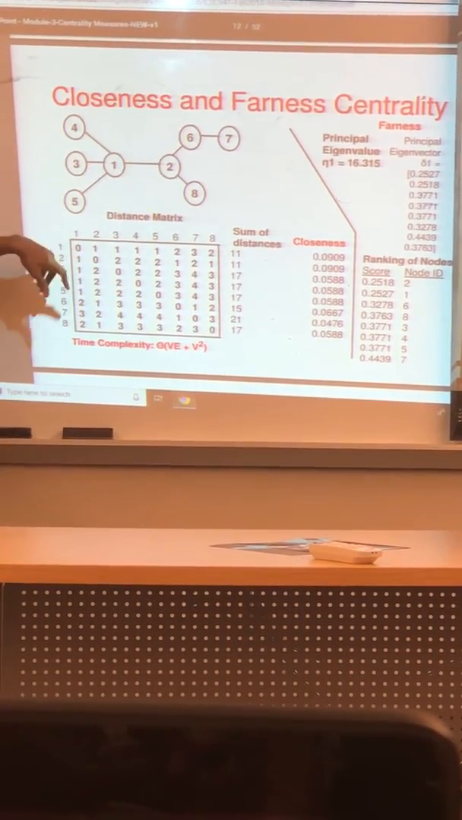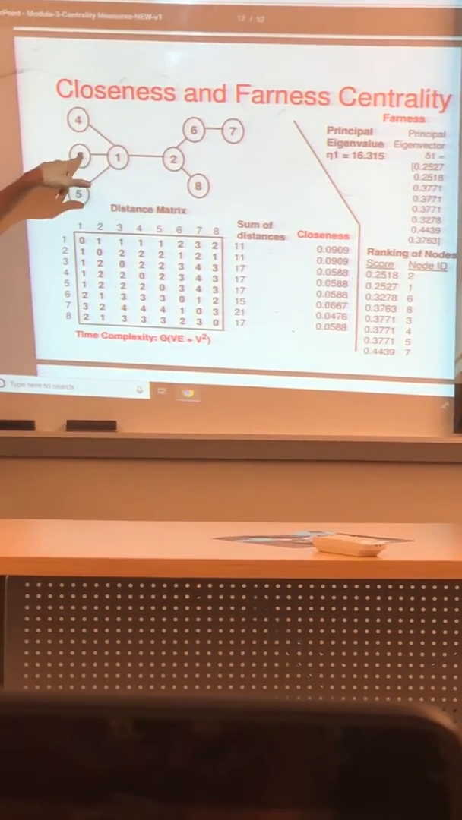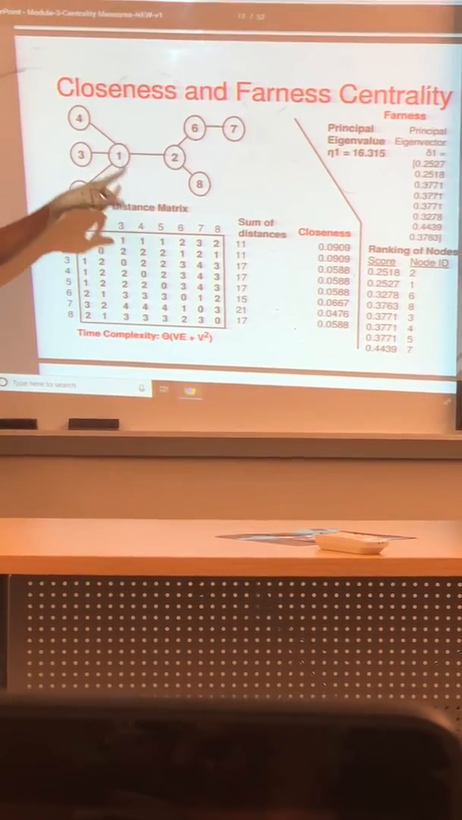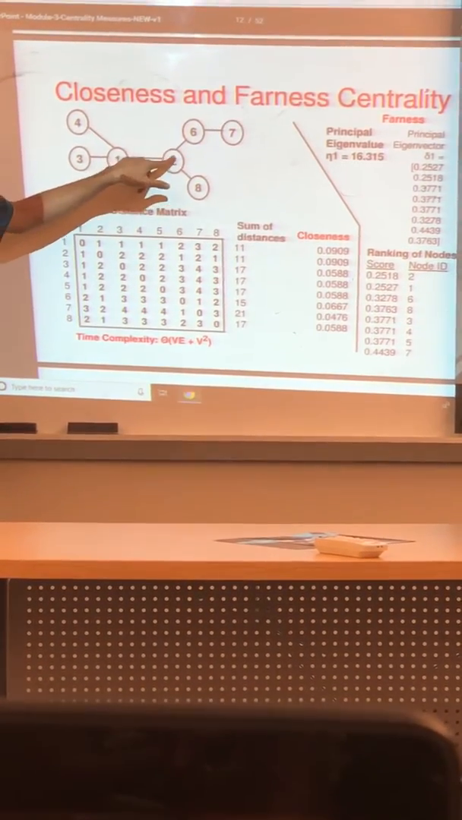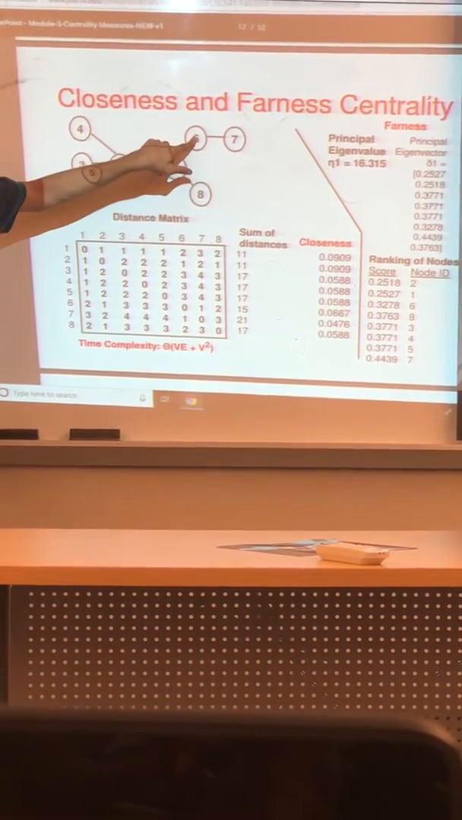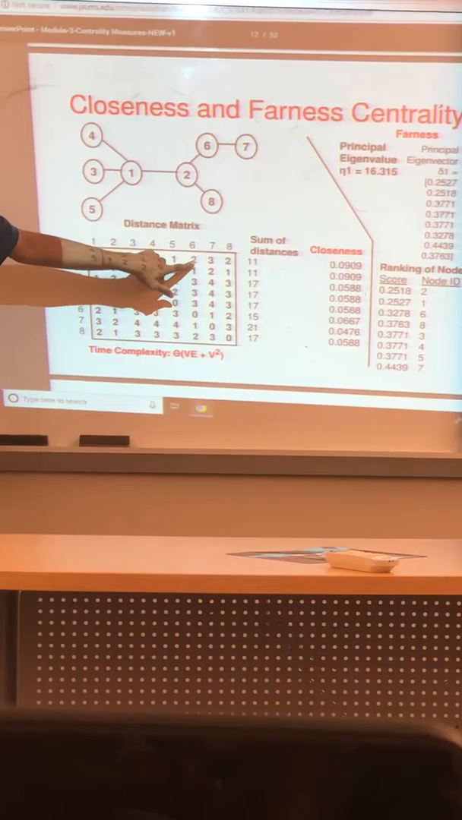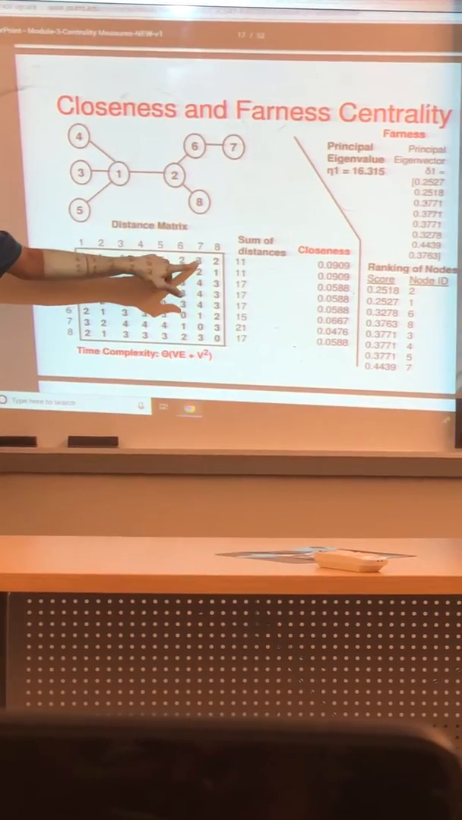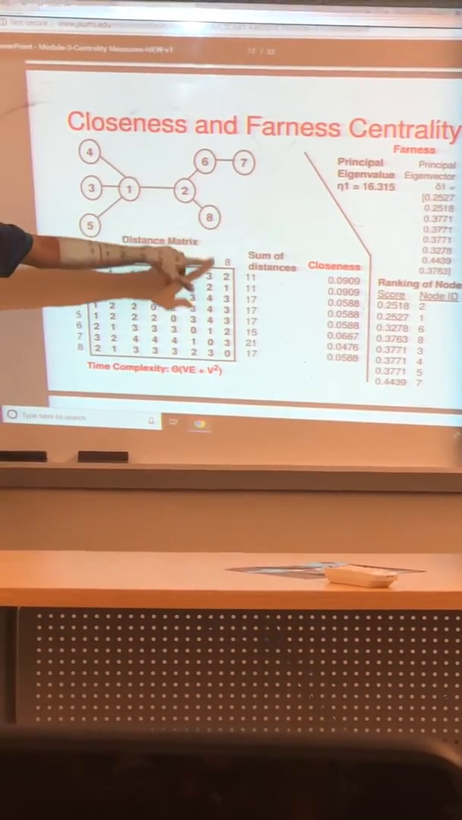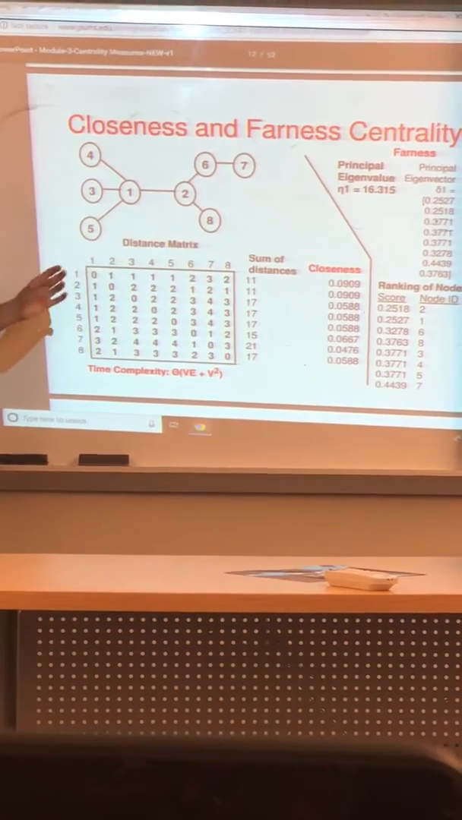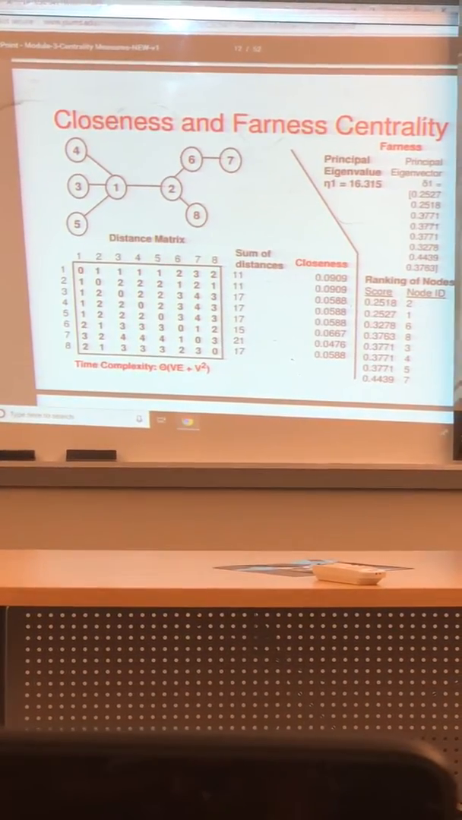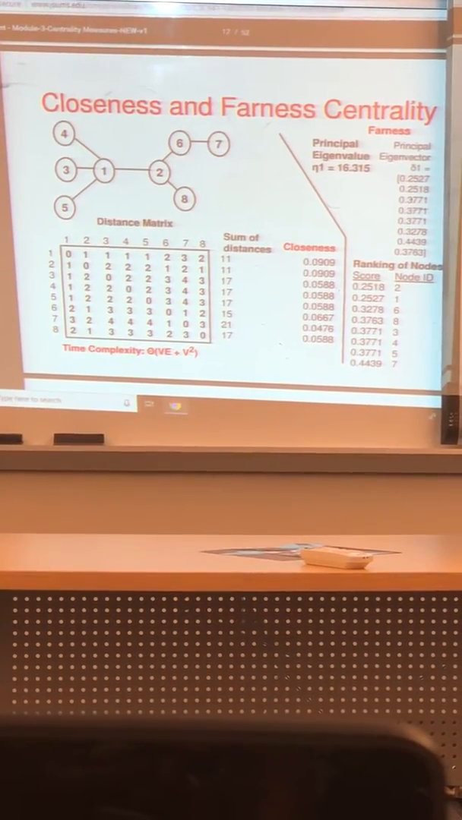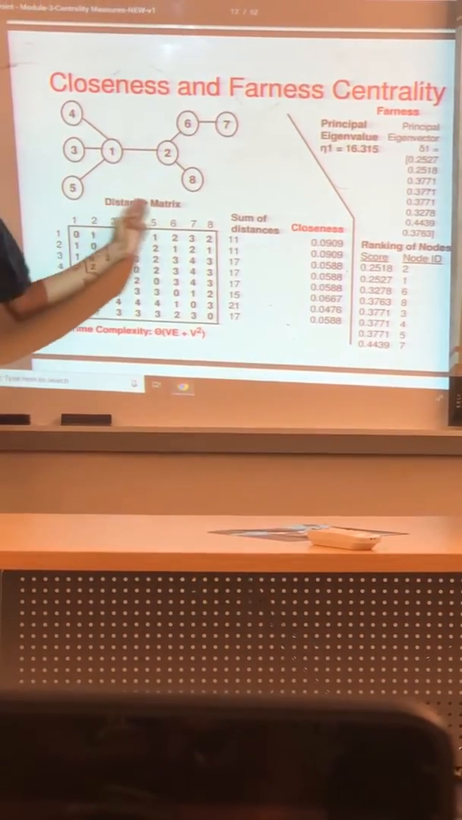For vertex 1, it is connected to 2, 3, 4, 5 with just one edge on the shortest path, so you have entries of 1. Whereas from vertex 1 to 6, the shortest path has 2 edges: 1, 2, then 2, 6. So the distance is 2 edges. Then 1 to 7 is 3 edges on the shortest path, so it is distance 3. Then 1 to 8 is 2 edges on the shortest path, so distance 2. So you get the number of edges on the shortest path from each vertex to every other vertex. That is how you get the distance matrix. Is that clear how to get the distance matrix?